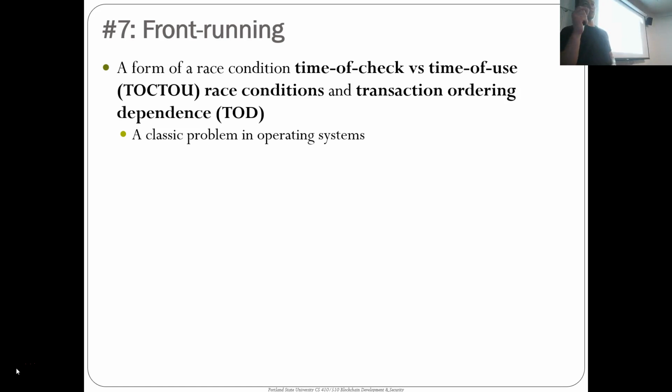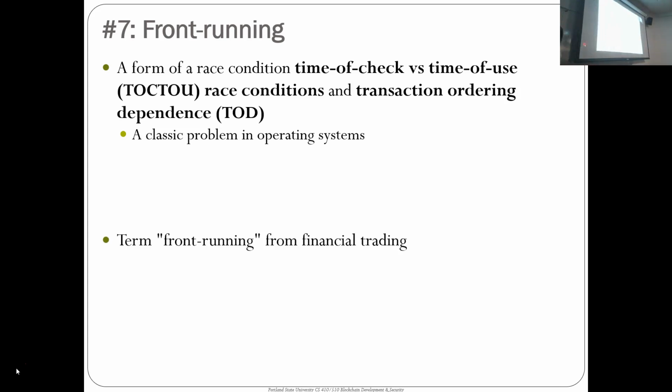You check to see if someone has access to the file, and then when you go and access it, you switch the thing around, switch the permissions around. So that's the classic operating systems problem.